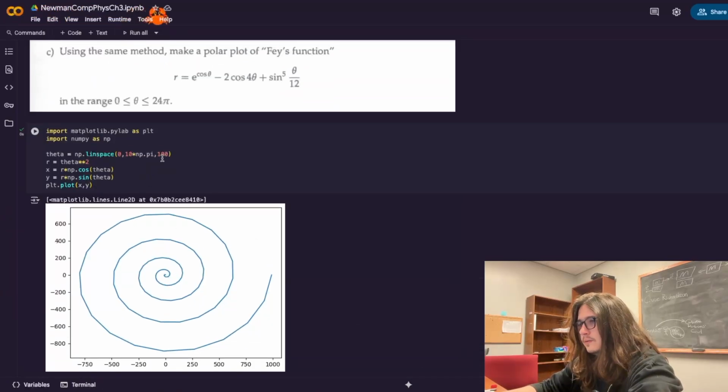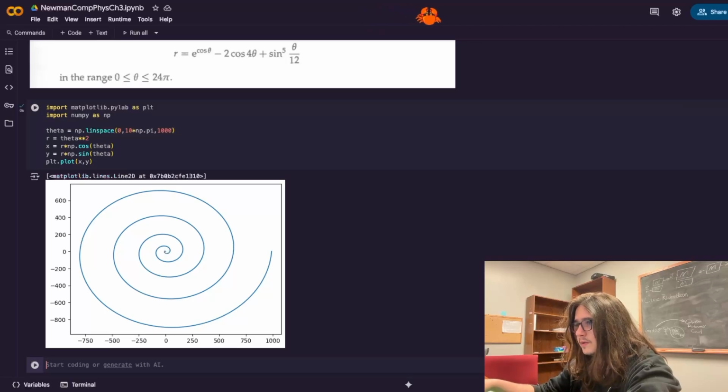It's a little choppy. We can add more sample points to make it smoother. I'm just doing 1,000 for now. But that's not bad. Galilean spiral.